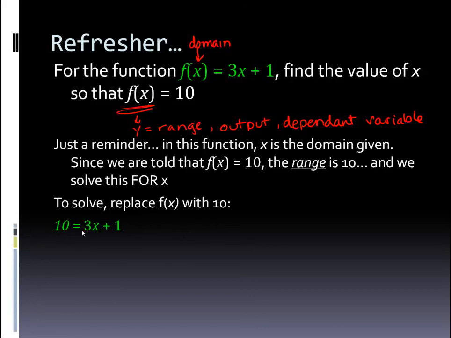So you have 10 equals 3x plus 1, and we subtract 1 from both sides to get 9 equals 3x, and then you divide both sides by 3 to get x equals 3. So you could then say that f of x equals 10 when x equals 3. Okay, so that's how you would answer that question.